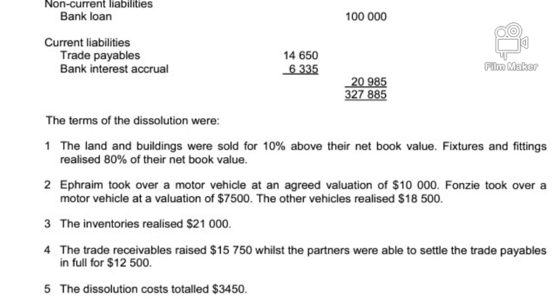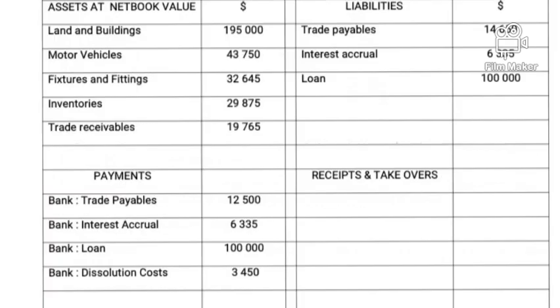So we move on to additional information number 5. It reads, dissolution cost totaled 3,450. Right. So under the payment heading, I'm going to write bank; dissolution cost 3,450. So we are now through with the payments. Let's carry on to the receipts and takeover heading.